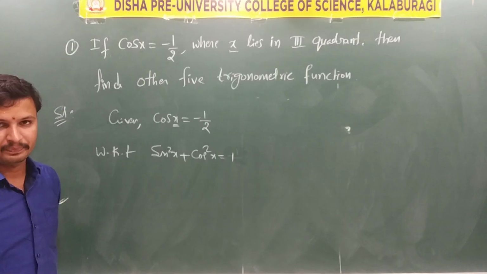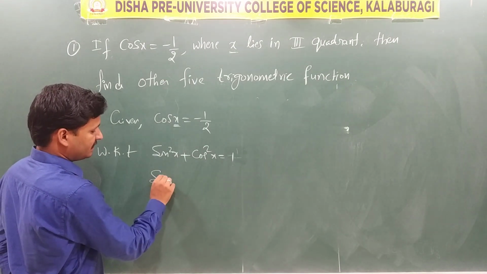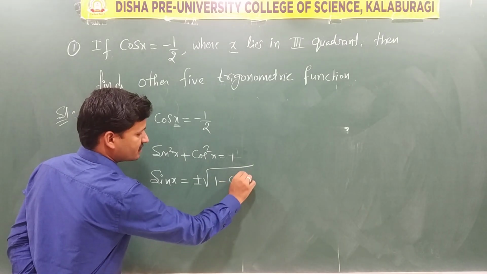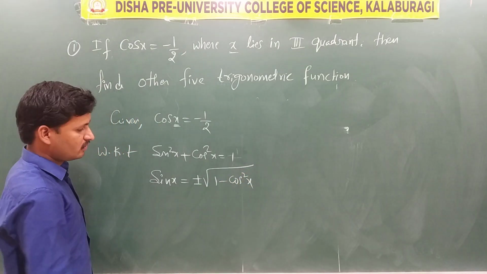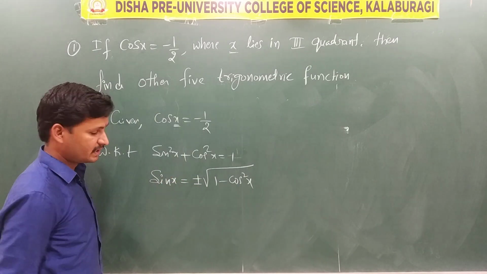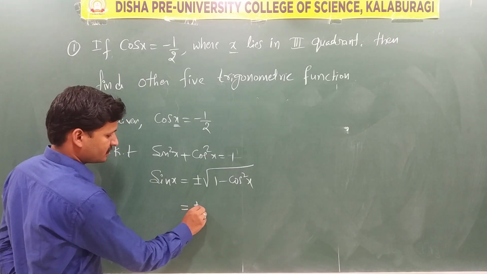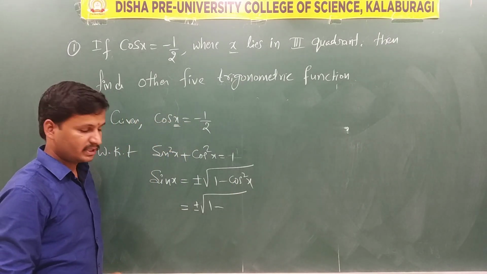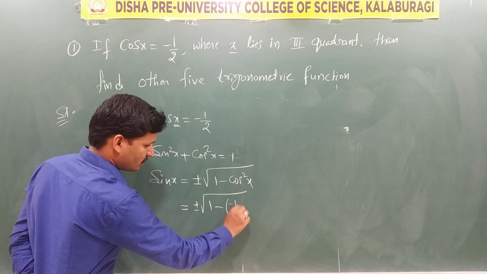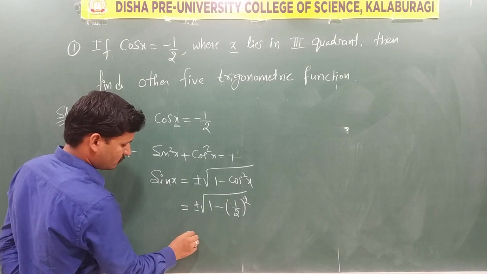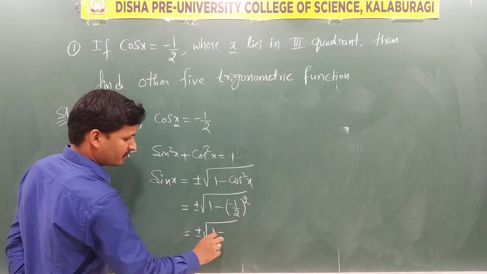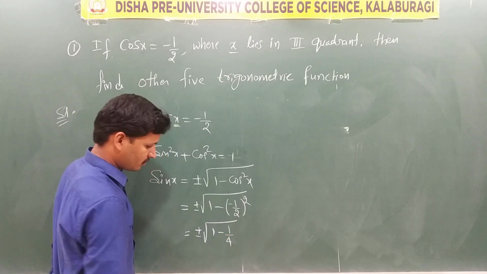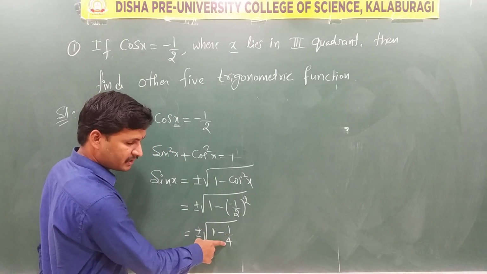And then next, sin x is equal to plus or minus under root of 1 minus cos square x. Here cos x is given, that is minus 1 by 2. So substitute minus 1 by 2 whole square. So sin x is equal to plus or minus under root of 1 minus 1 by 4, because minus 1 by 2 whole square is 1 divided by 4. So 1 minus 1 by 4, LCM is 4.